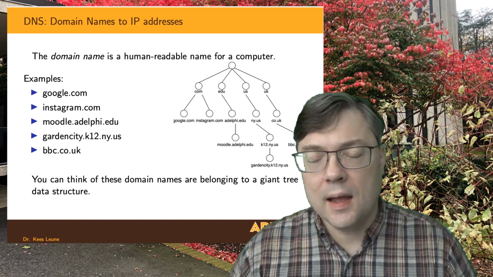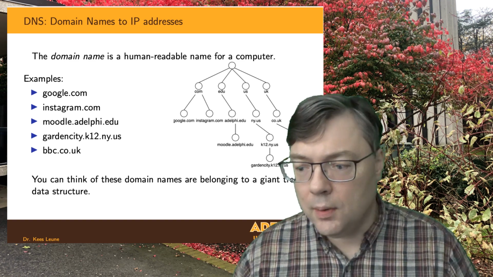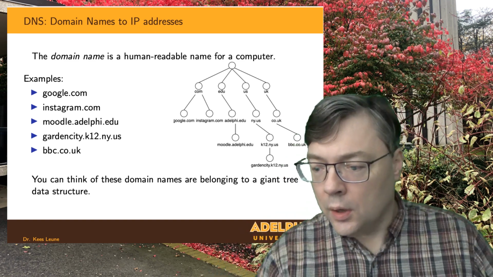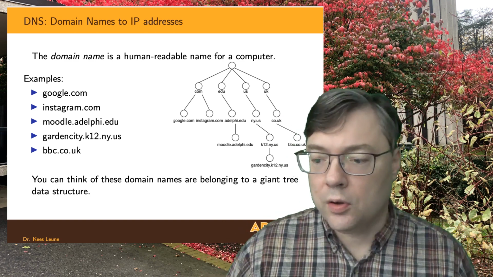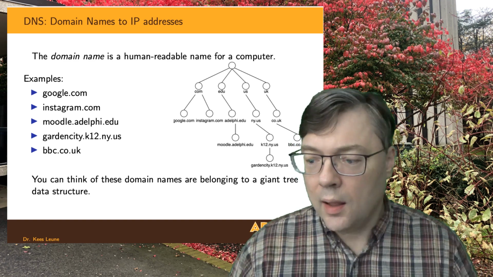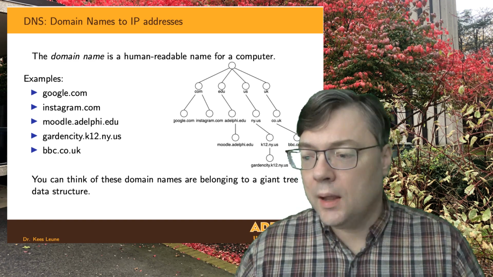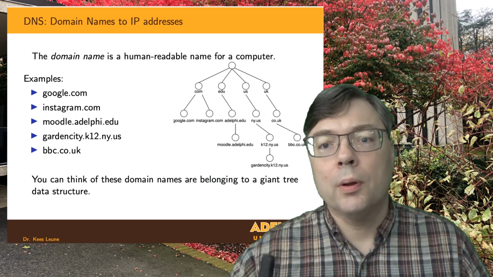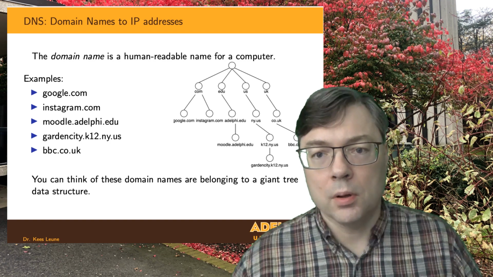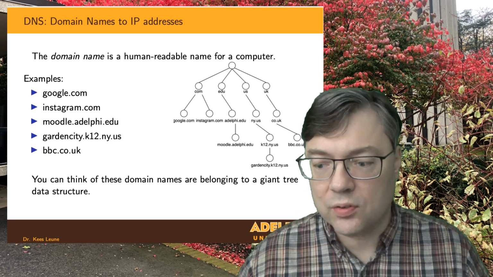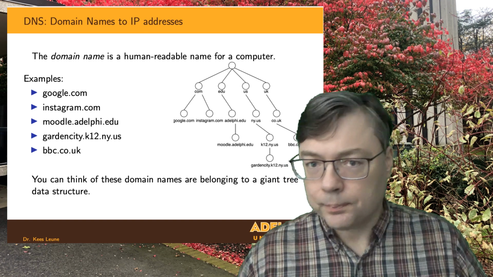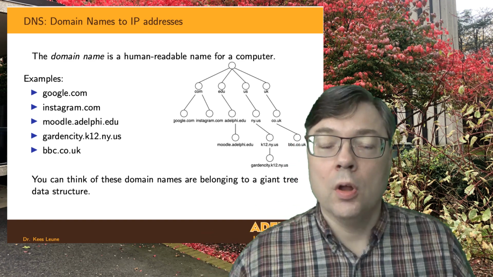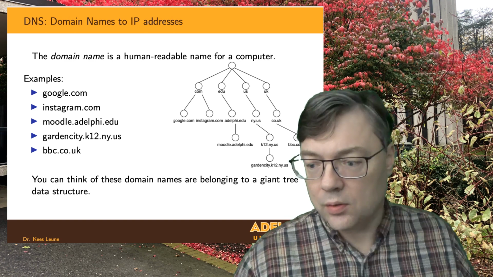So for example, if we have all these host names shown on the slide behind me, google.com, instagram.com, moodle.adelphi.edu, gardencity.k12.ny.us and bbc.co.uk, we can really put them all in one big tree. We start at the root node, and then we start with all the top level domains. So .com, .edu, .us, .uk, etc. Those things that you see at the end of the domain name are called top-level domains, TLDs.